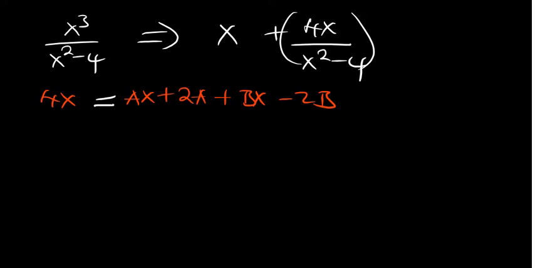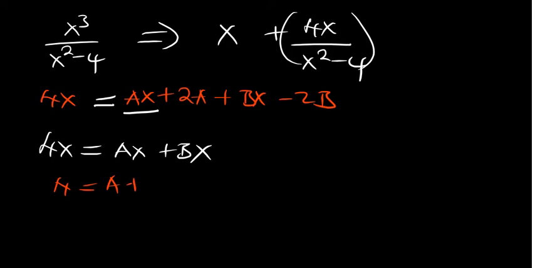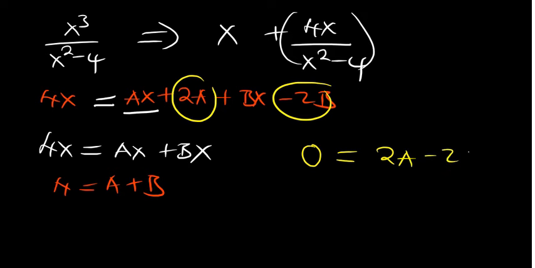If you check, the part having x only, we can equate it. 4x is going to be equal to Ax plus Bx. So the x can disappear, so that we have 4 is equal to A plus B. And then the other equation you can come up with is getting the constants. On the other side we don't have any constant, so we can just take the constant to be 0. So we have 0 being equal to 2A minus 2B. We can make A the subject in the first equation. We are going to have 4 minus B being equal to A.